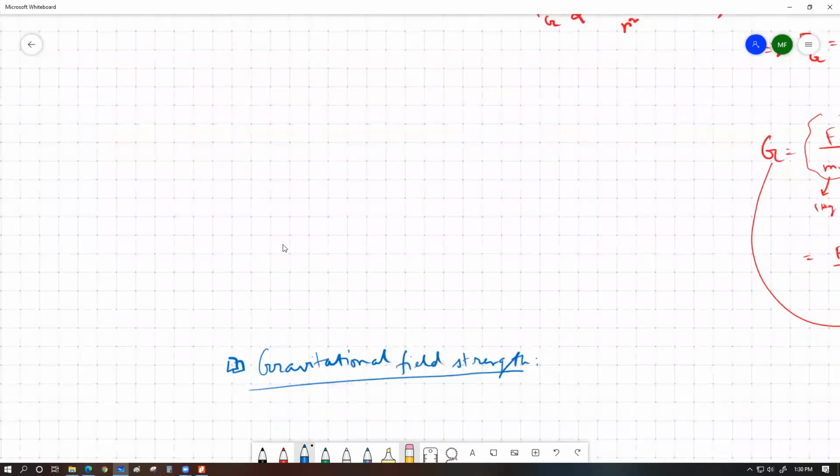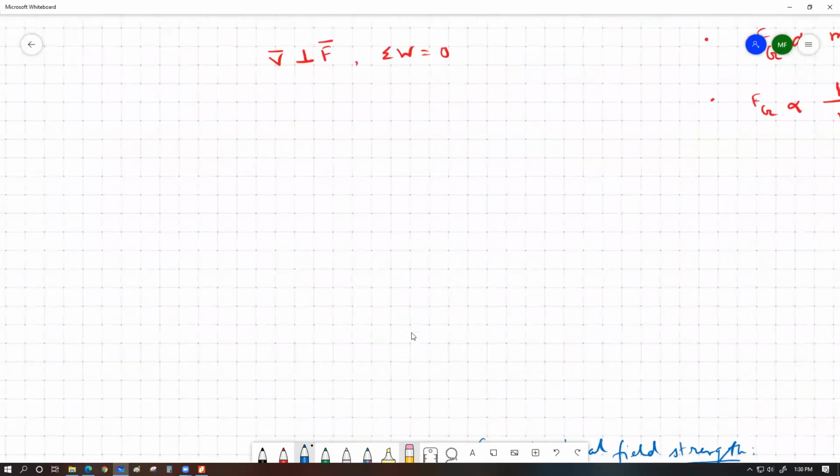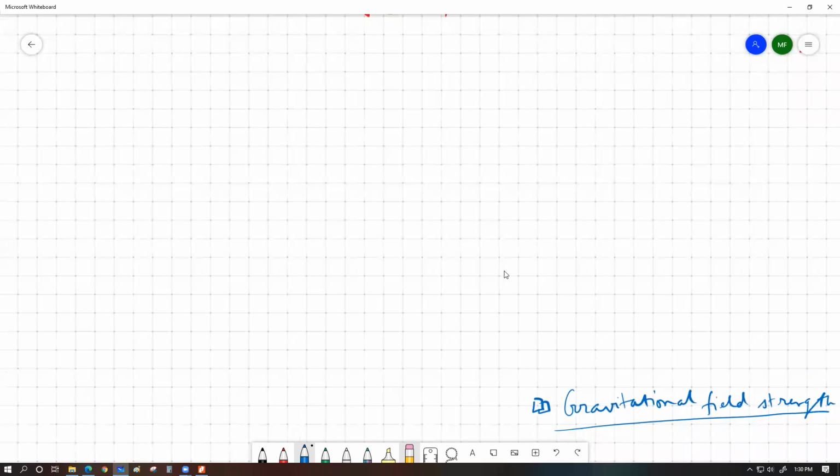Before I get into the idea of gravitational field strength, I would like to talk a little bit about gravitational field lines. You kids have learned about field lines in your O levels or in your SSC as well. Let me help you refresh your memories a little bit.